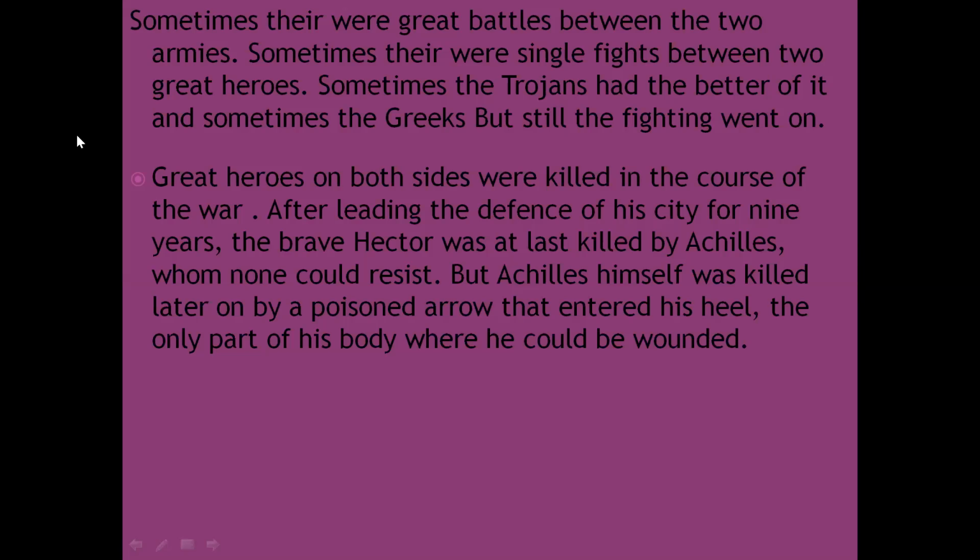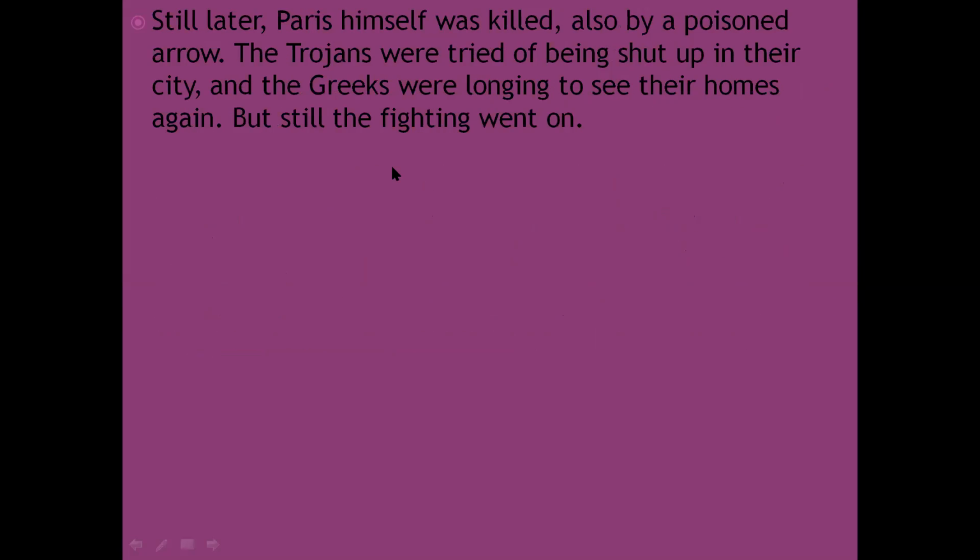Sometimes there was a battle between two armies. Sometimes there was a single fight between two great heroes. Sometimes Trojans did well in this battle, sometimes Greeks. But there was no outcome of this fight. Great heroes were killed from both sides. Brave Hector was killed by Achilles. Achilles was also killed by a poisoned arrow. Still later, Paris himself was killed, also by a poisoned arrow.